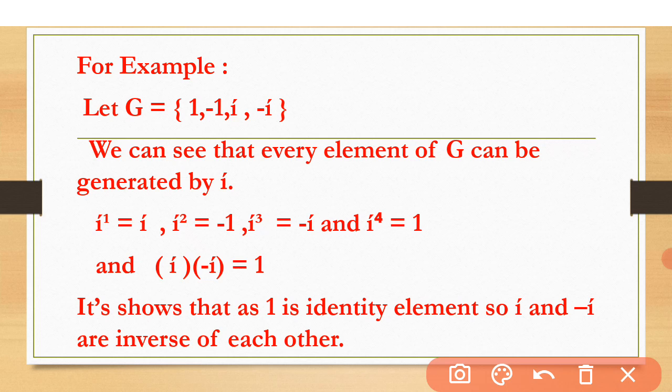And we know that iota and minus iota are inverses of each other. When we multiply iota into minus iota, it gives us minus iota squared, and minus iota squared gives us 1, which is the identity element. It shows that as 1 is the identity element, iota and minus iota are inverses of each other. Now we prove that all the elements of G can be generated by minus iota as well, the inverse of iota. Let's see.